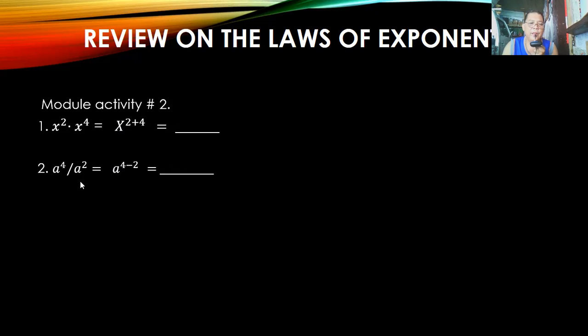And then number 3, power to a power, we have x cubed raised to 2. Then you're going to multiply the exponent. This becomes x, 3 times 2 becomes x to the 6th power. You're going to multiply the exponents.